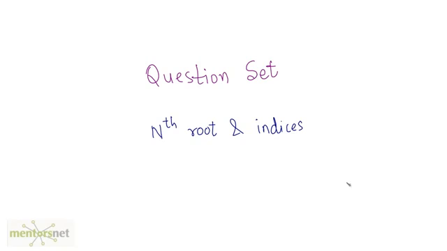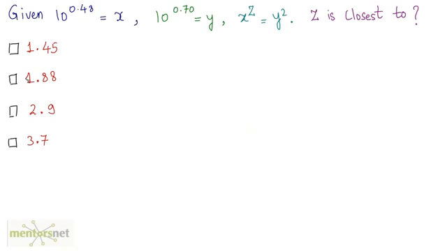Let us solve some more questions that use the laws of indices and the laws of nth roots. Starting with the first question, you have been given the values of x and y and the relation between x and y. So what is the value of z that is closest to?